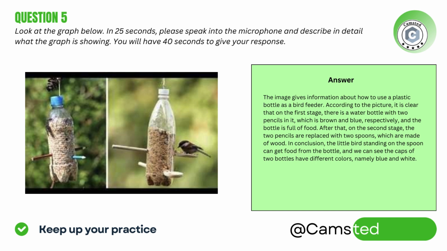After that, on the second stage, the two pencils are replaced with two spoons, which are made of wood. In conclusion, the little bird standing on the spoon can get food from the bottle, and we can see the caps of two bottles have different colors, namely blue and white.